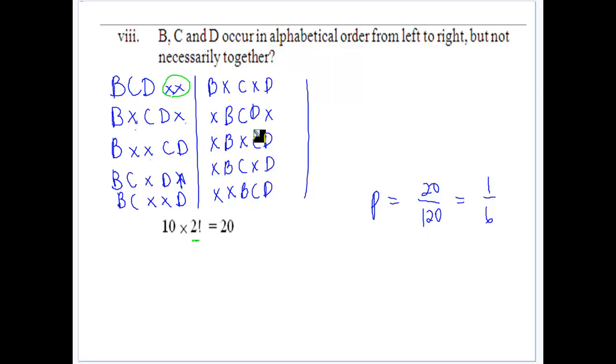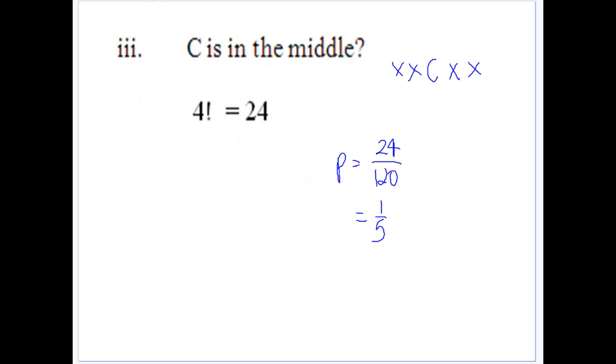So even though I counted up 10 here, the other two letters don't have to be in any order. They can be arranged in 2 factorial ways. That gives us 20 out of 120, or 1/6.